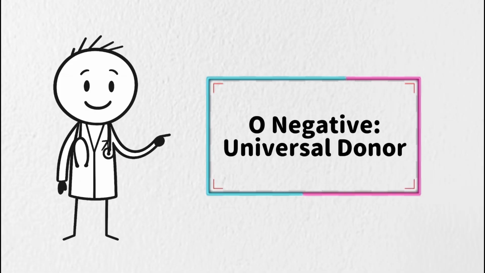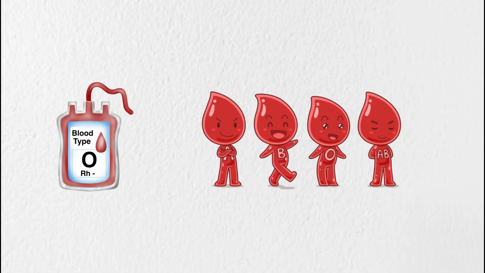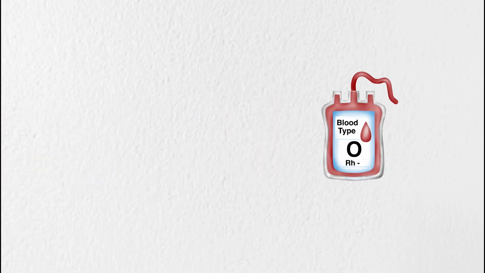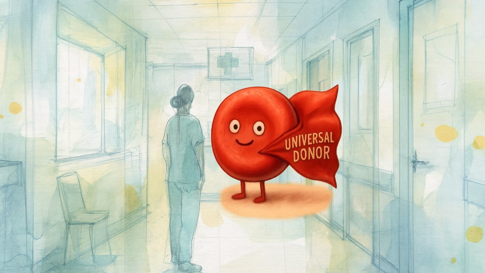O negative, universal donor. O negative blood works with any ABO type. It's critical for trauma and newborn emergencies. Hospitals always keep it on standby.